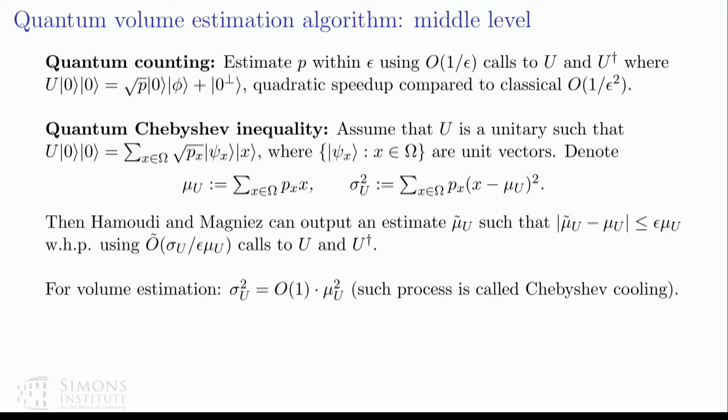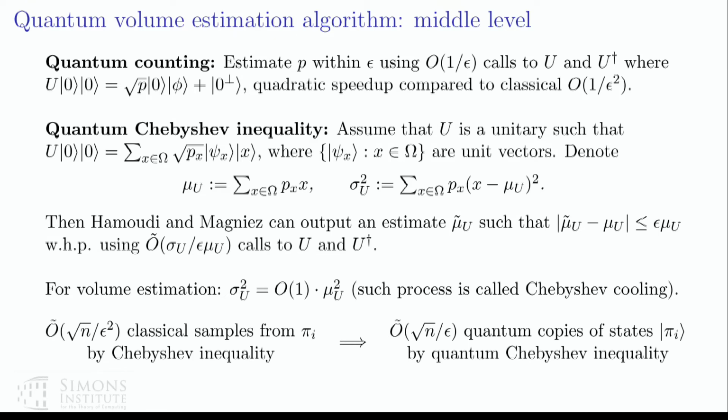Using this quantum Chebyshev inequality, and given the very important observation in the volume estimation algorithm that the variance here is very small because the simulated annealing is slow enough, such a procedure is called Chebyshev cooling. If we put the corresponding quantum Chebyshev inequality into our framework, we can notice that if there are square root of n over epsilon squared classical samples for estimating the classical telescoping ratio, then quantumly we only have to use square root of n over epsilon quantum copies of the states pi, such that we can give a good estimation of the telescoping ratio.